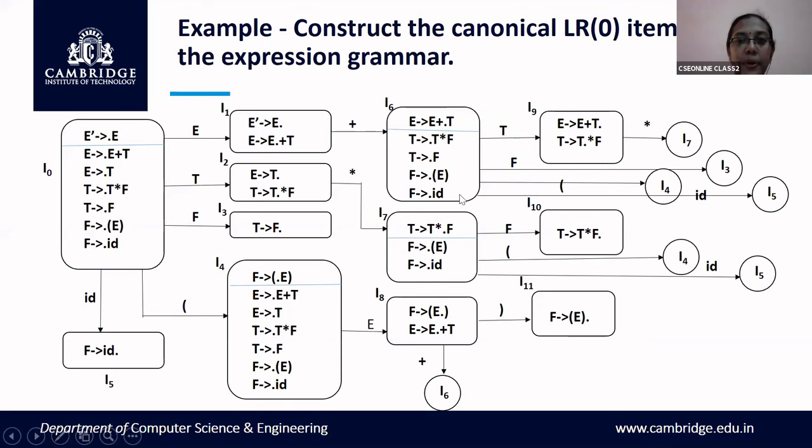When will you stop traversing, when will you stop the go to and closure? Two different scenarios. You stop performing a go to and a closure when dot is there on the rightmost side of the production rule. The second scenario is when the same states are repeating. When the same states are repeating, you just put a link to that particular state and stop taking the closure and go to, and stop constructing the automata for the given grammar.